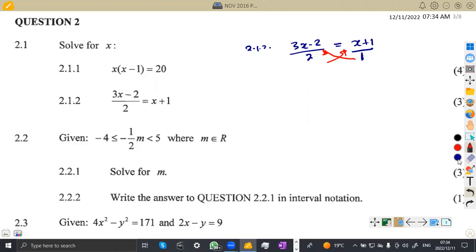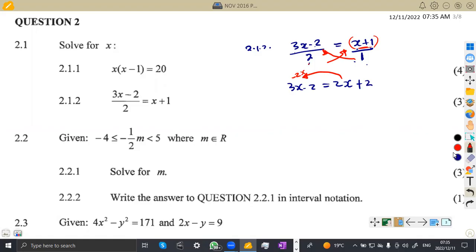So by cross multiplying, 1 is going to multiply 3x minus 2. So it's 1 times 3x minus 2, which is 3x minus 2 is equal to 2 here multiplies everything. So it's going to multiply the whole of x plus 1. So it's 2 times x, which is 2x, 2 times 1, which is a 2. So from there, guys, we can collect like terms, the values of x to one side of the equation.